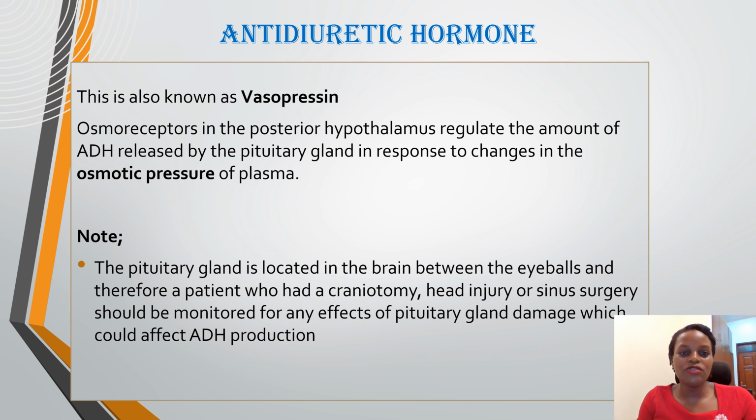Looking at our anti-diuretic hormone, also known as vasopressin, we need to know what exactly happens in the body for the anti-diuretic hormone to be secreted. The osmoreceptors in the posterior hypothalamus regulate the amount of ADH released by the pituitary gland in response to changes in the osmotic pressure of the plasma.